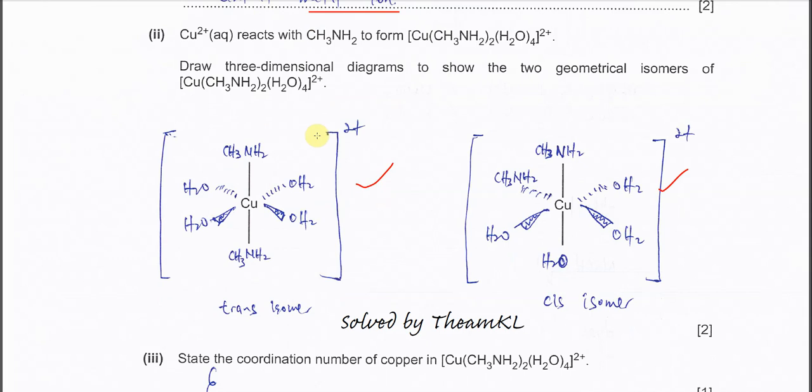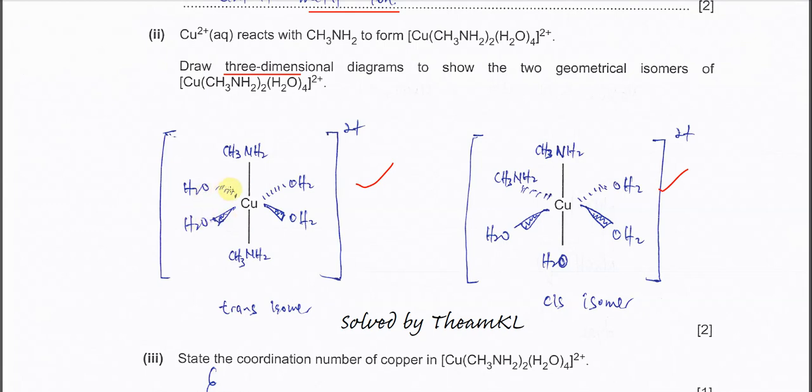How to draw that? Okay, so the copper with the 2 bonding already given, you have to complete another 4 bonding. So in order to draw the 3D diagram, you must draw the ridge line and the dotted line. The ridge line is to show that this ligand is near to us. Dotted line is far away from us, is at the back.